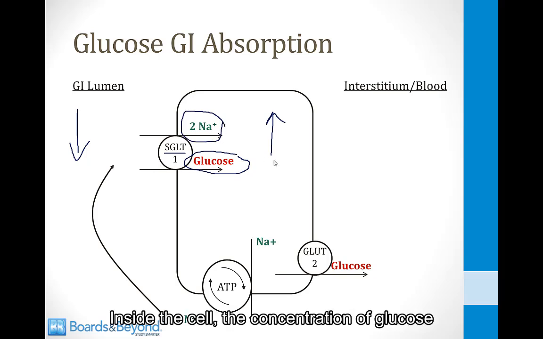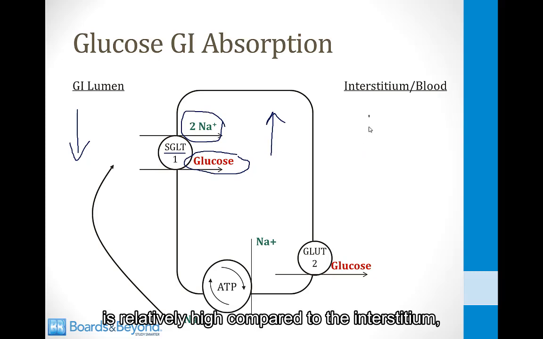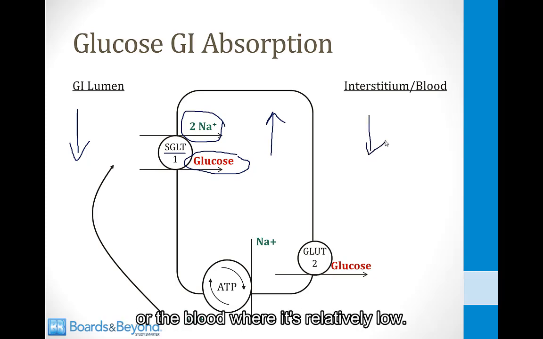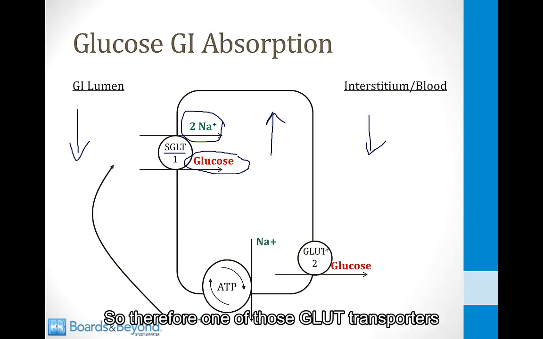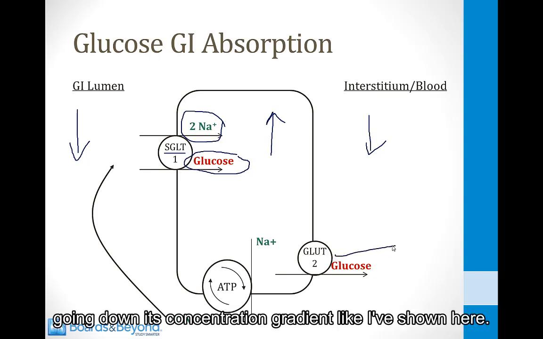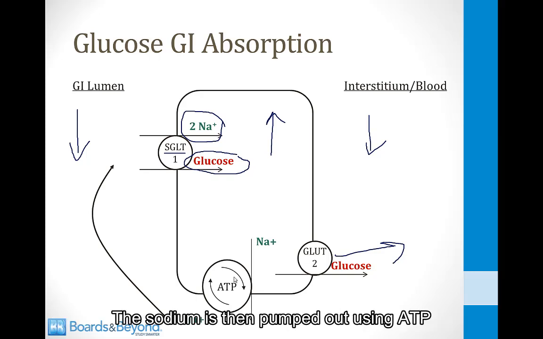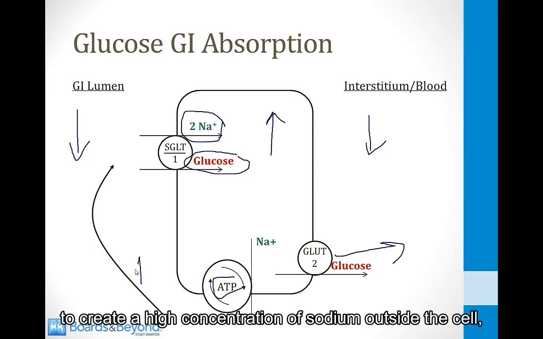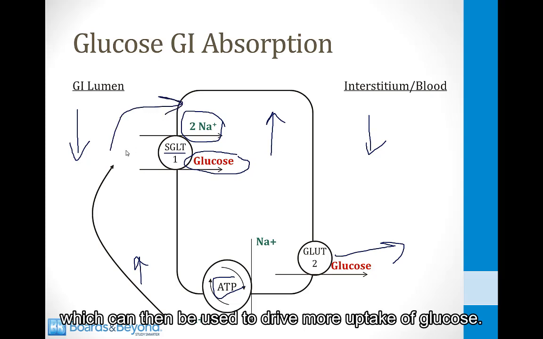Inside the cell, the concentration of glucose is relatively high compared to the interstitium or the blood, where it's relatively low. So therefore, one of those GLUT transporters that does not require sodium can work on the other side of the cell and allow glucose to leave the cell, going down its concentration gradient like I've shown here. The sodium is then pumped out using ATP to create a high concentration of sodium outside the cell, which can then be used to drive more uptake of glucose.